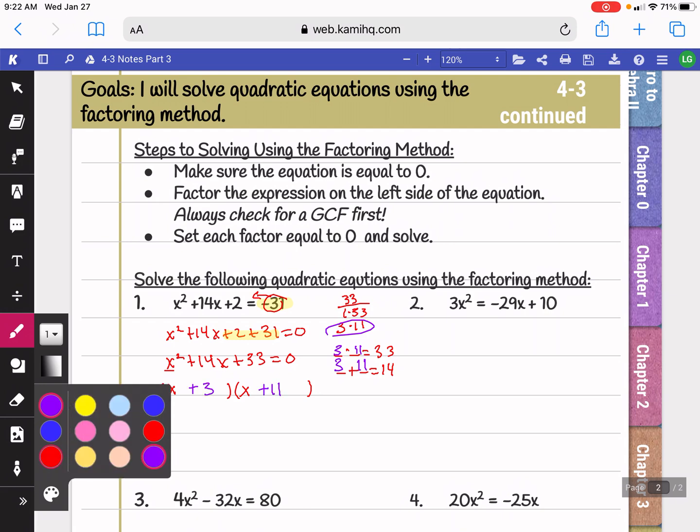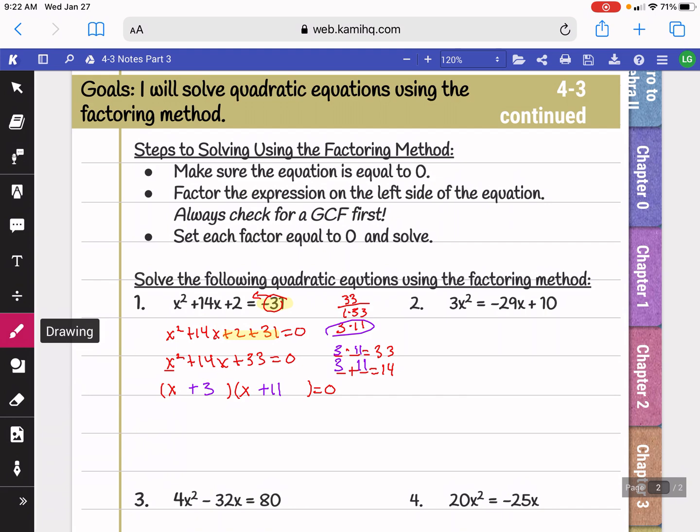And don't forget, this is an equation, so at the end it should say equals 0. So your factors are on the left, but you should still have that equals 0 on the right. And now we can use this to solve the equation. So what I'm going to do is take each individual factor now and set them equal to 0 to solve. So here I'm going to have x plus 3 equals 0. Here I'm going to have x plus 11 equals 0. And I'm going to solve those for x. So my two solutions are negative 3 and negative 11.